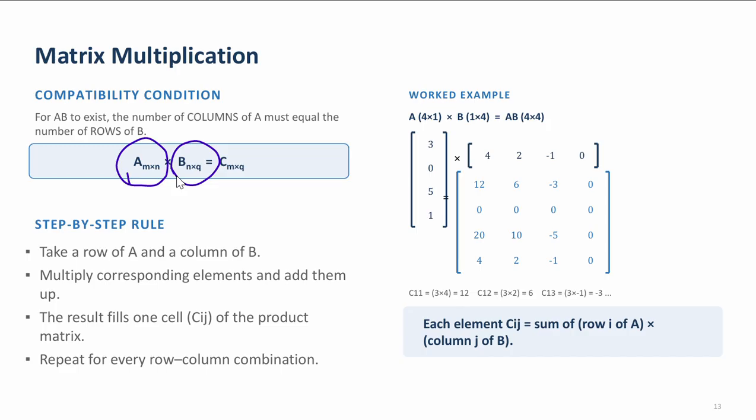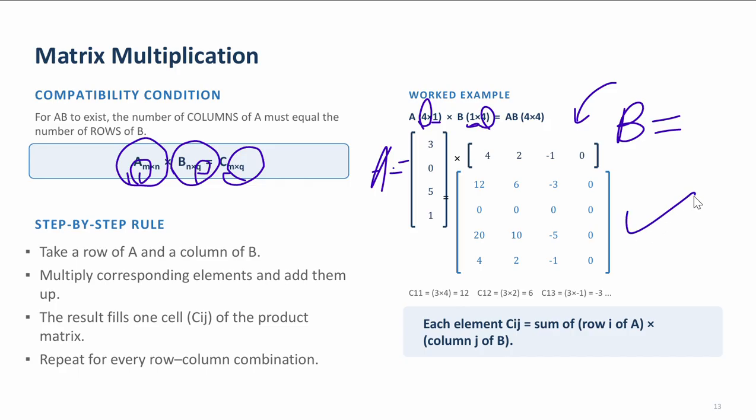What is going to be the order? The remaining m and q here would be the order of the matrix so formed. Let us see how. You can see this is matrix A. What is the order? 4 into 1 or 4 by 1. This is the matrix B right here. What is the order? It is 1 by 4. Can you see the number of columns of the matrix A is equal to the number of rows of the matrix B? Therefore, they're compatible. That means we can perform the multiplication. We can find AB. Now, what is going to be the order of AB? It is going to be 4 by 4.